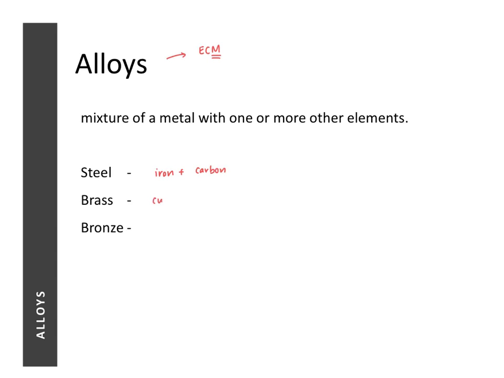Brass, which is copper plus zinc. And bronze, which is copper plus tin. So these are the 3 alloys that we need to learn in the syllabus, meaning we need to know what is the mixture of elements that forms that alloy.